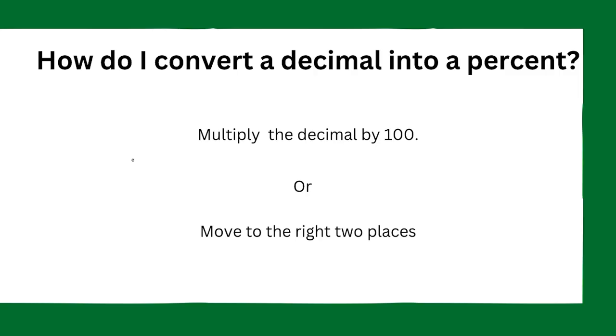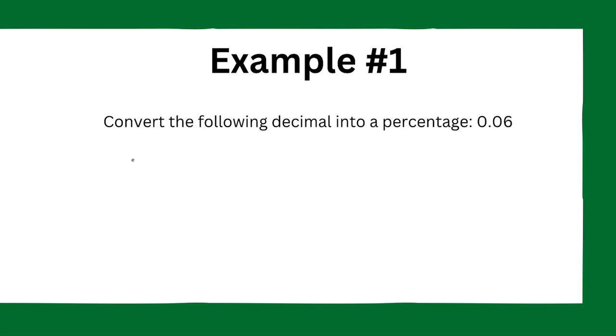Now we're going to use both of these methods and put these into practice with a few examples. So example number one, it says convert the following decimal into a percentage, 0.06. So I'm going to take 0.06 and multiply that by 100. And when I do this, I get 6, and of course you add your percentage sign. This gives us 6%.